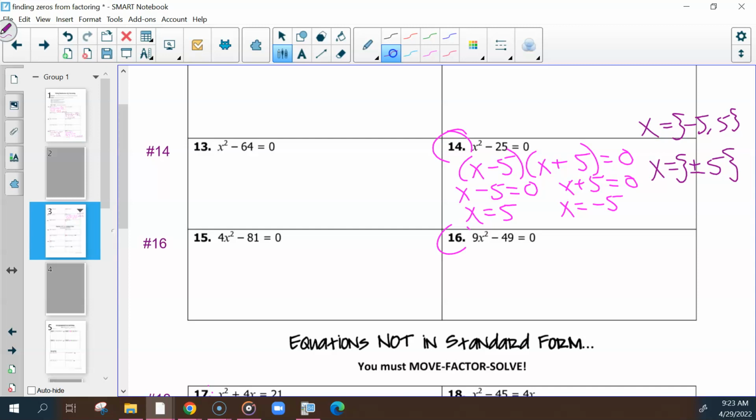What do you mean? This does not have a GCF, and 25 and x squared are both perfect square terms.